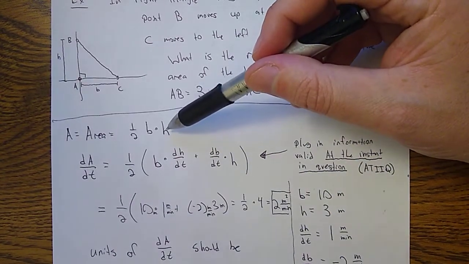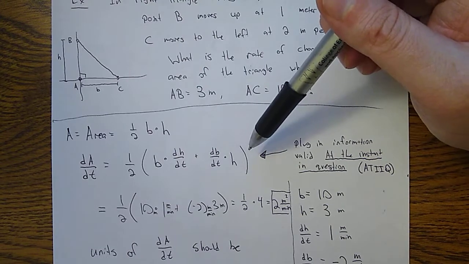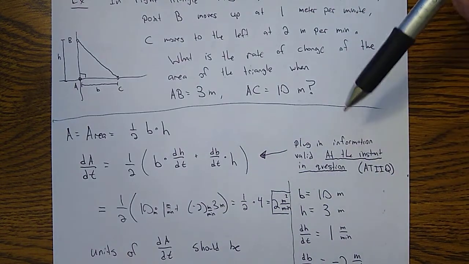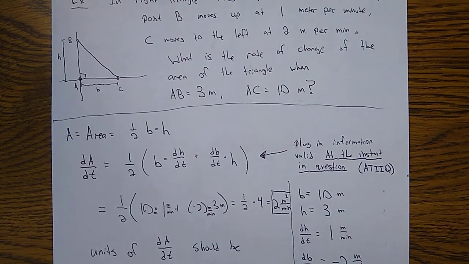After you come up with the equation, then it's always the same. You take the derivative with respect to t, and you plug in all the information about the instant in question, and you solve for whatever you need to solve for. So the hard part is setting it up. Let's see, what's next?